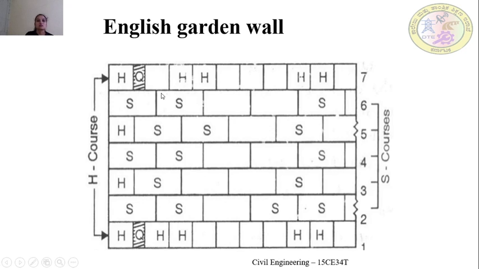This is in this particular picture. Let's have a quick look again. English garden wall bond means header courses will be laid only after 3 to 5 stretcher courses, and alternate stretcher courses will have a header at the coin.